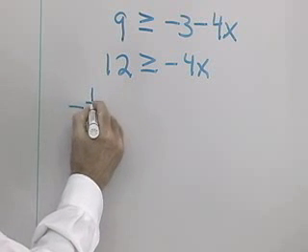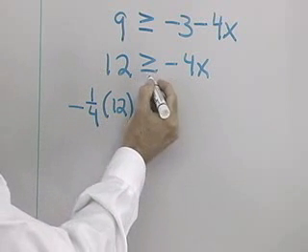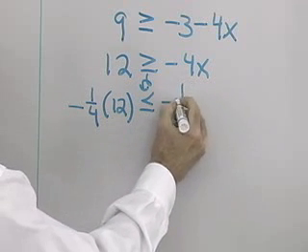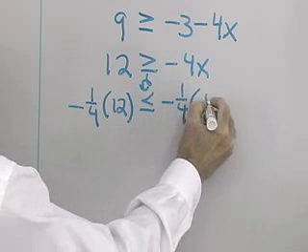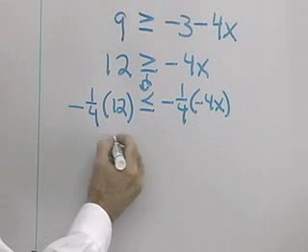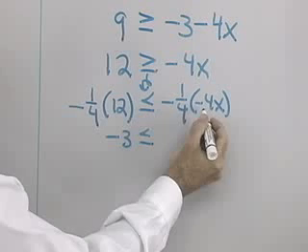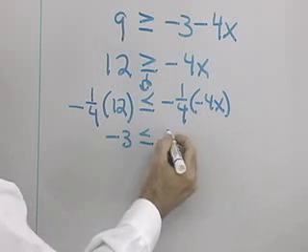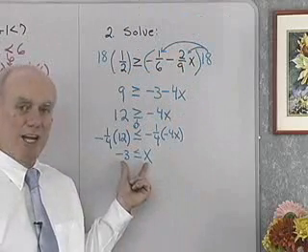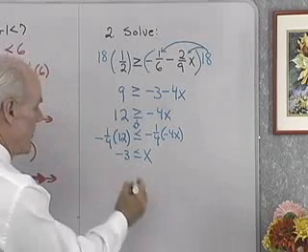So negative 1/4 times 12. Instead of greater than or equal to, I'm going to reverse this, and it will be less than or equal to negative 1/4 times negative 4x. Negative 1/4 times 12 will be negative 3, less than or equal to negative 1/4 times negative 4 is 1, times x is x. So here's my solution written with an inequality, negative 3 less than or equal to x. I want to graph the solution, so I'll draw my number line.